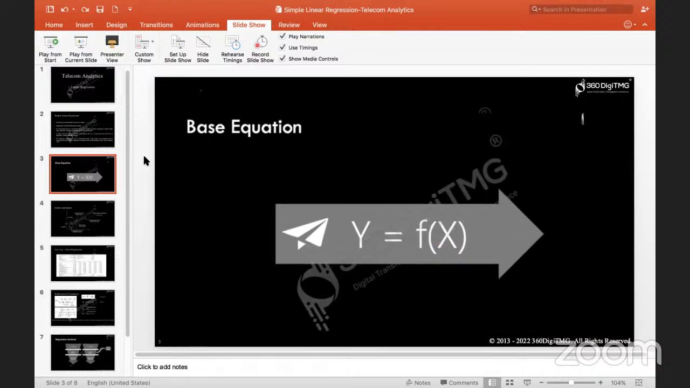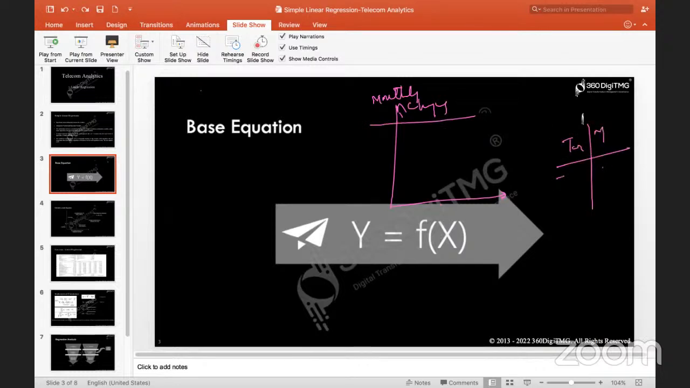Then what am I going to do? I want to predict how much amount he's going to spend, what will be his monthly charges with my network. I have tenure and monthly charges for various people's data, maybe 1,000 people's data. So what should I do now? I have to estimate for a person whose tenure is 5 years, what can be his monthly charge.